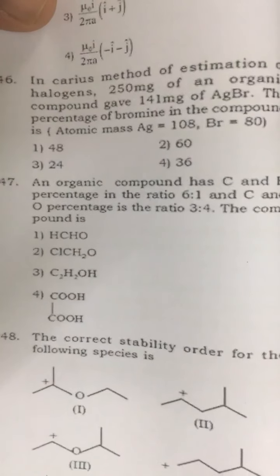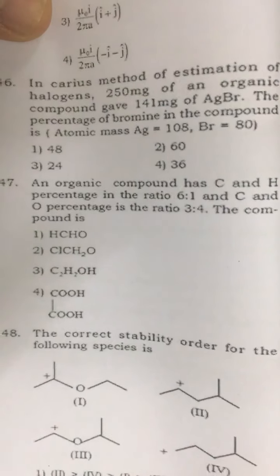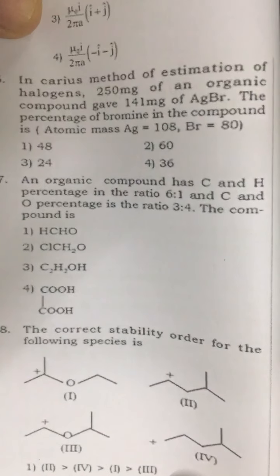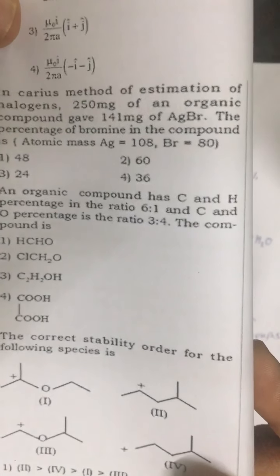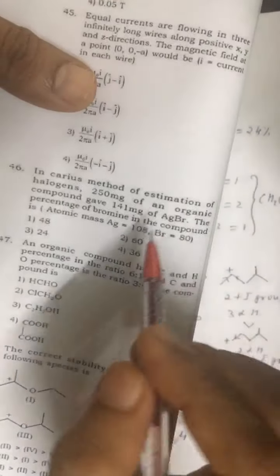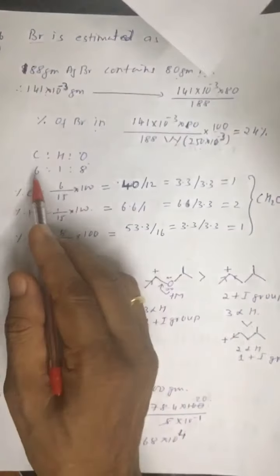Now look at question number 47. An organic compound has carbon and hydrogen percentage in the ratio 6:1, and carbon and oxygen percentage in the ratio of 3:4. So what is the compound? This is the question. If you calculate the percentage of carbon, hydrogen and oxygen, since it was 6:1 and 3:4, it is 6:1:8.